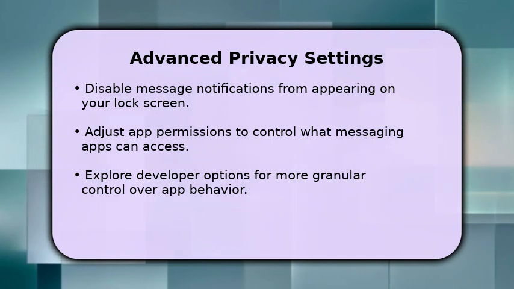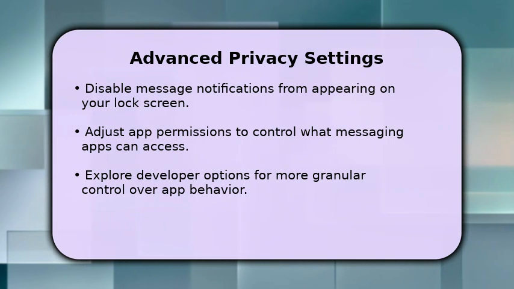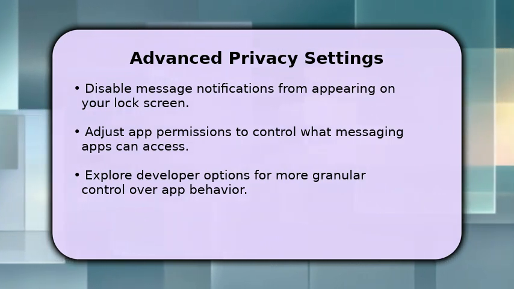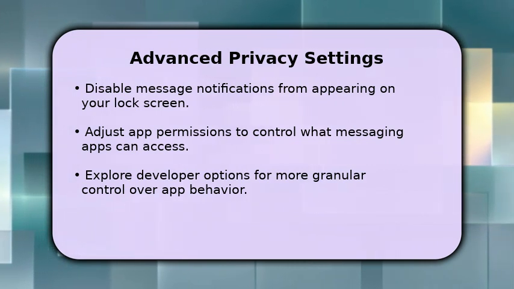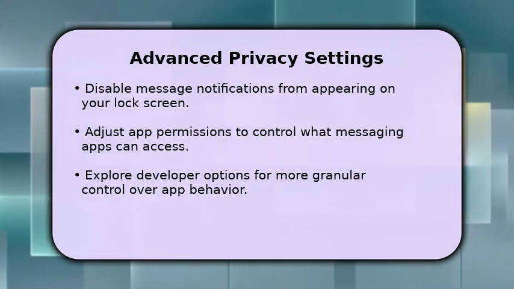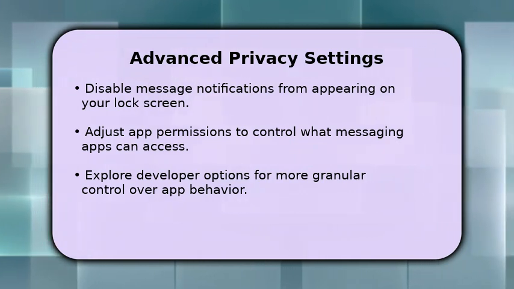Beyond archiving, delve into your phone's notification settings. You can prevent message content from showing on your lock screen, which is a crucial privacy step. Also, review app permissions for your messaging apps. Restricting unnecessary access can enhance security. These advanced settings provide a robust layer of protection for your private communications.